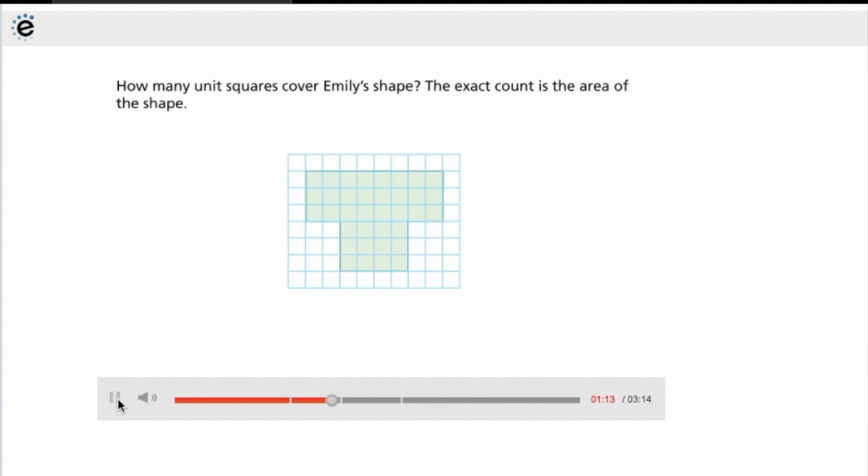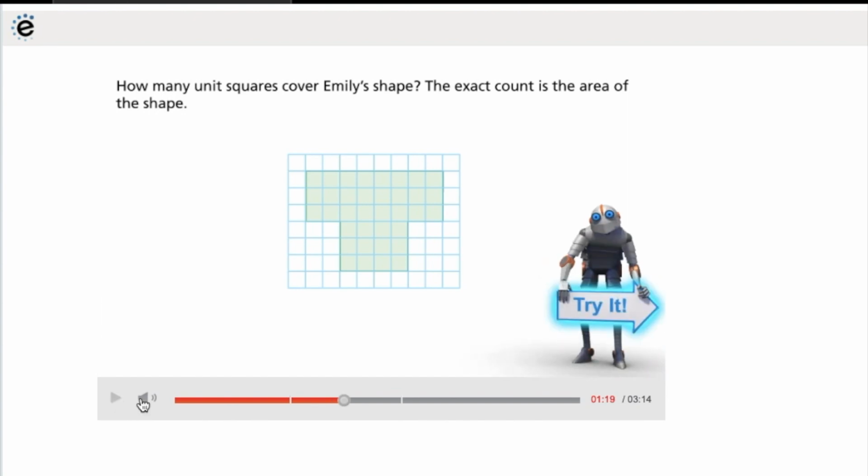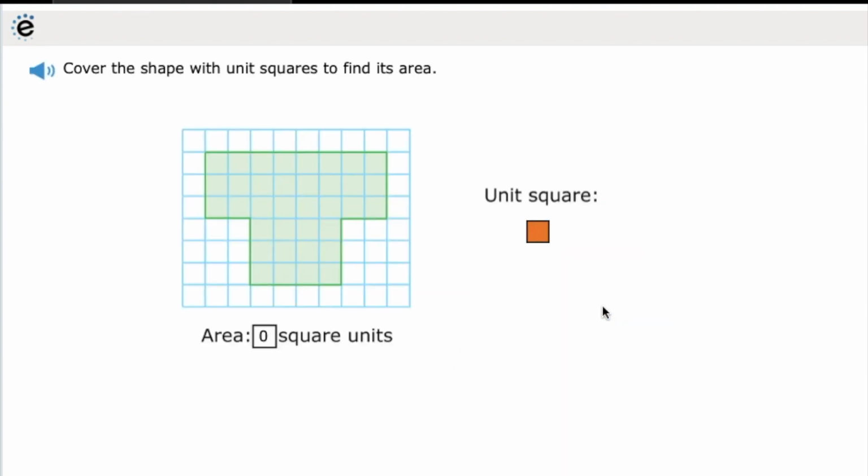How many unit squares cover Emily's shape? The exact count is the area of the shape. Cover the shape with unit squares to find its area. Okay, so we want to find the area of the shape. The area of the shape is whatever is colored inside of this big grid. So we're going to go ahead and cover these shapes.